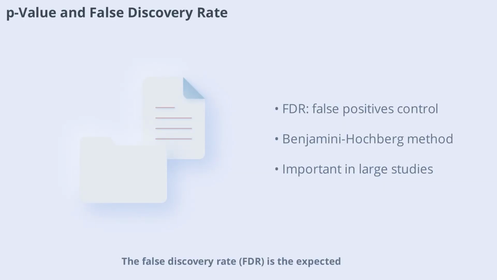False discovery rate, FDR, is the expected proportion of false positives among all significant results. In studies with many tests, controlling the FDR helps prevent too many false discoveries. Techniques like the Benjamini-Hochberg procedure are used to manage the FDR in large-scale analyses.